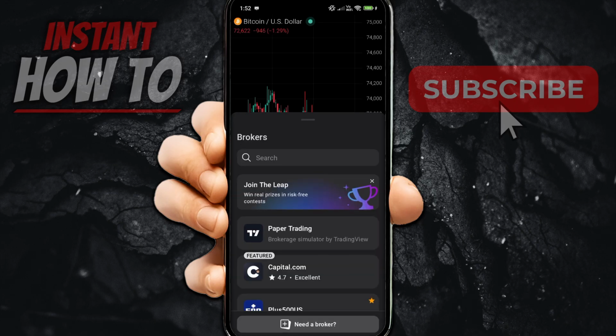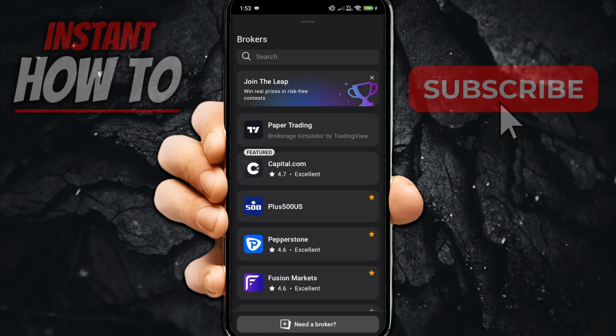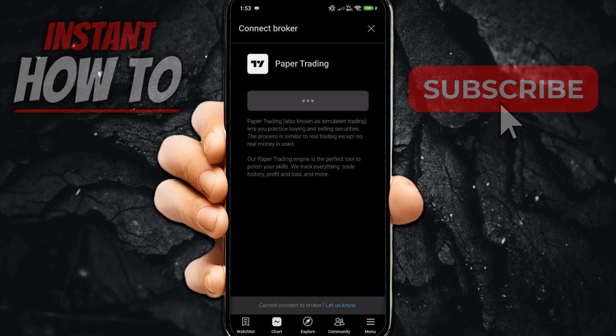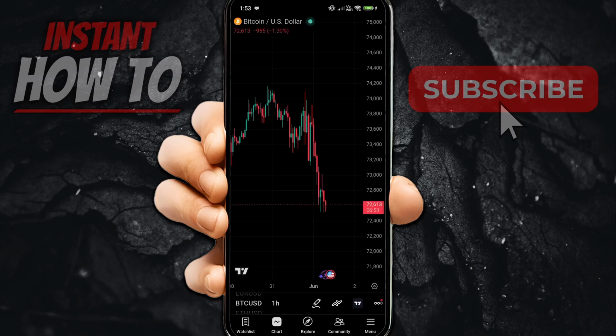I'm going to tap on that and just connect to paper trading. Of course, you can connect to whatever you want. It's up to you. I'm going to go with paper trading right now and tap on connect. Now, whenever you do this, you can then start trading by tapping on the same button at the bottom right.